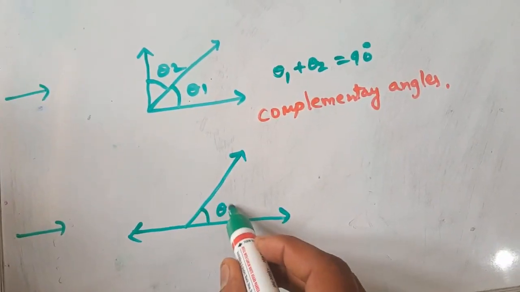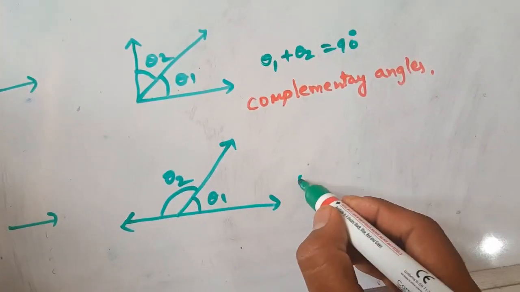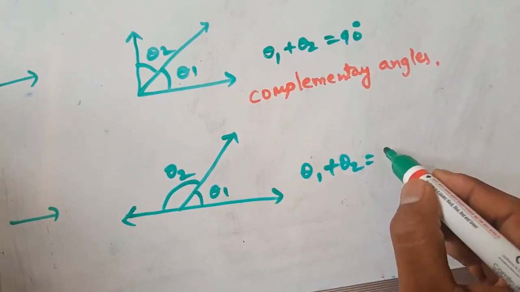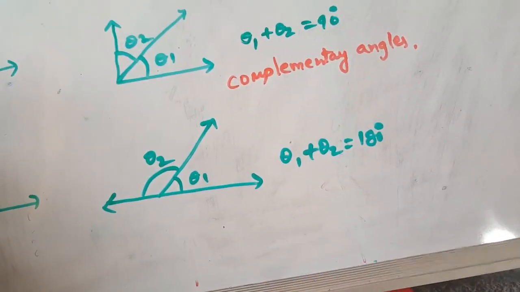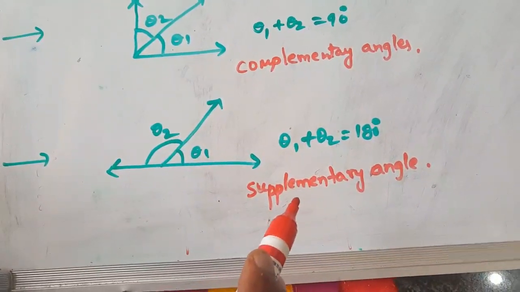There will be two angles, theta 1 and theta 2. If theta 1 plus theta 2 is equal to 180, then these two angles are called supplementary angles. A sum of two angles equal to 180 means supplementary angles.